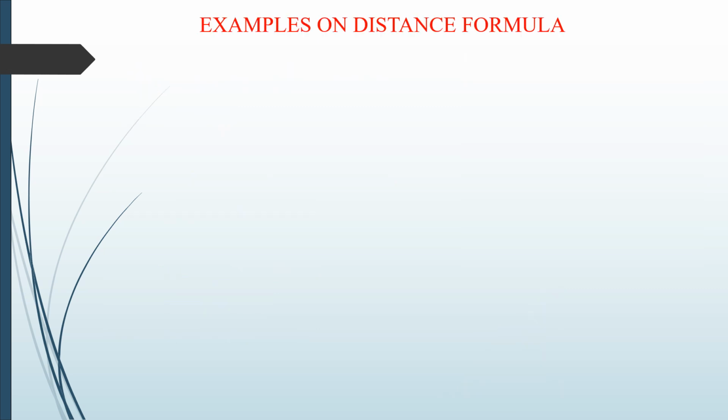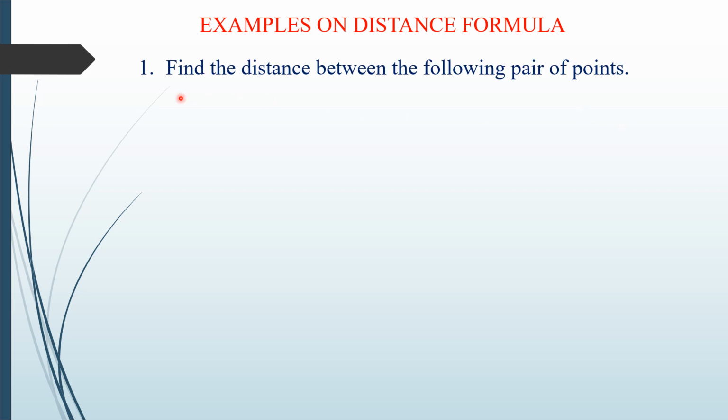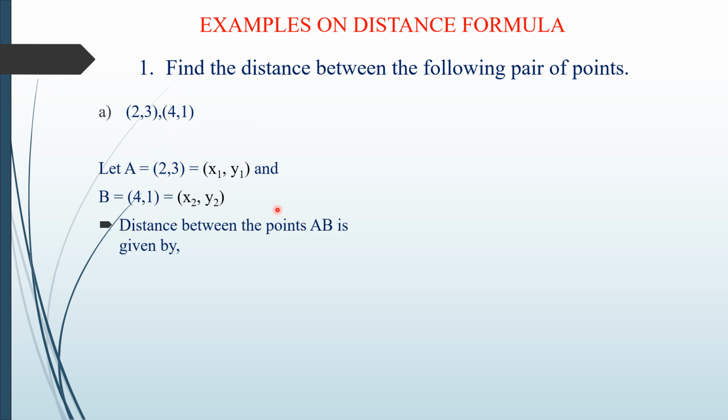Now let us take some examples on the distance formula and try to understand them. Example 1, find the distance between the following pair of points. So these are the pair of points that are given and we want to find the distance between these 2 points. Now I'll consider my first point as point A whose coordinates are 2, 3. I'll assign them as x1, y1. Similarly, I'll consider point B as 4, 1 whose coordinates are x2, y2.